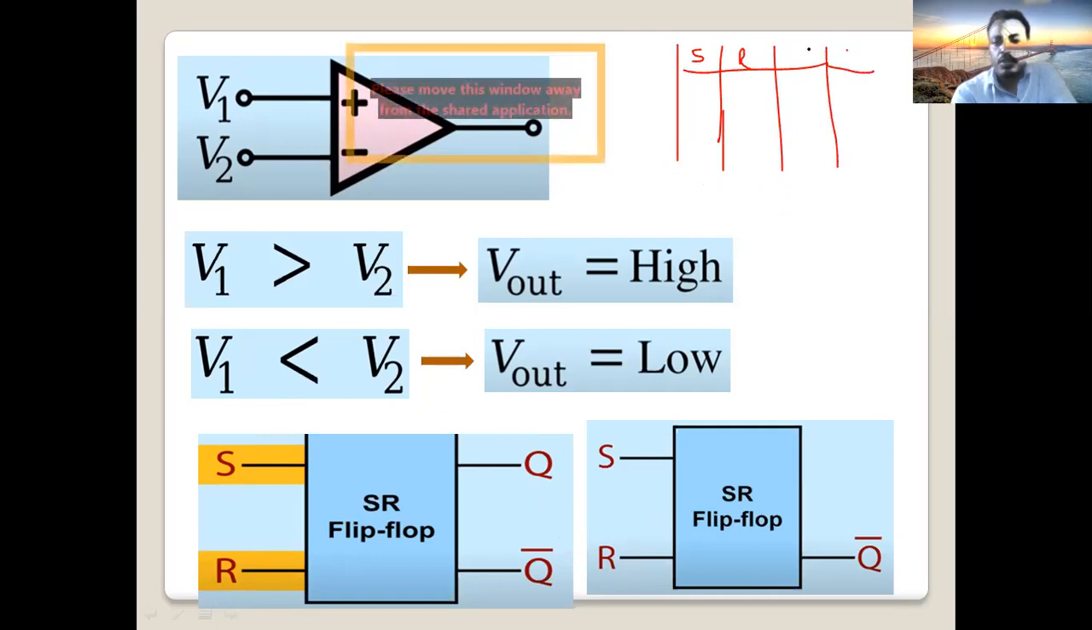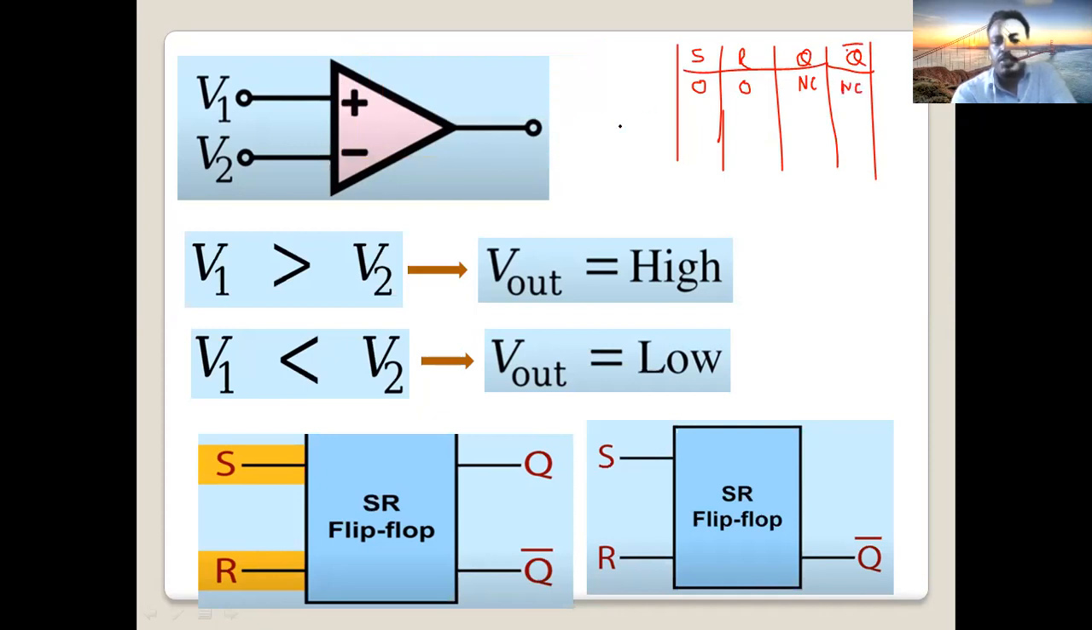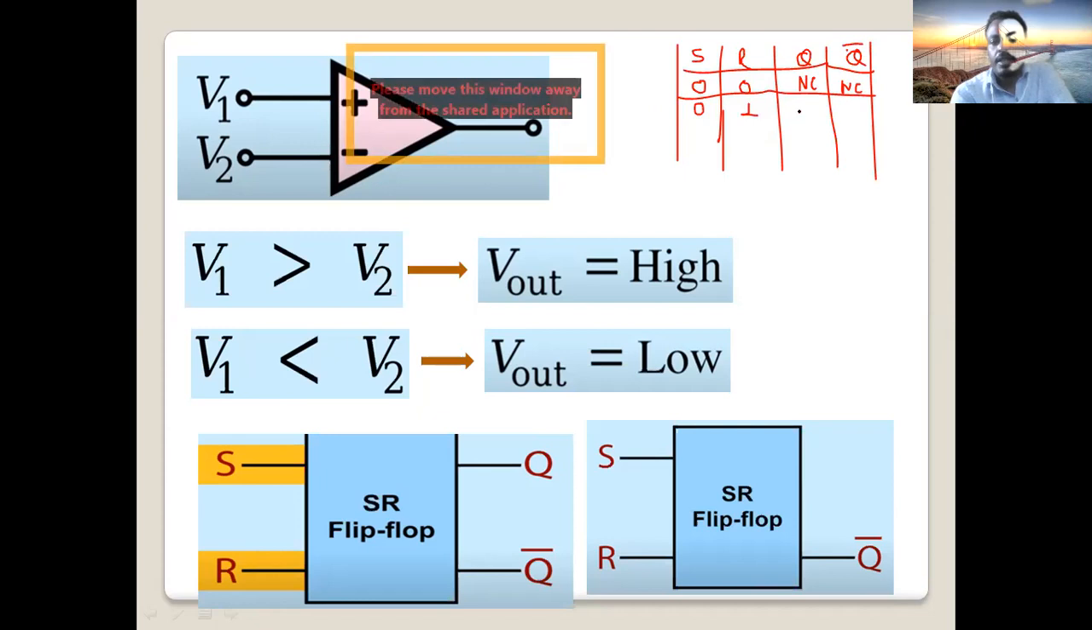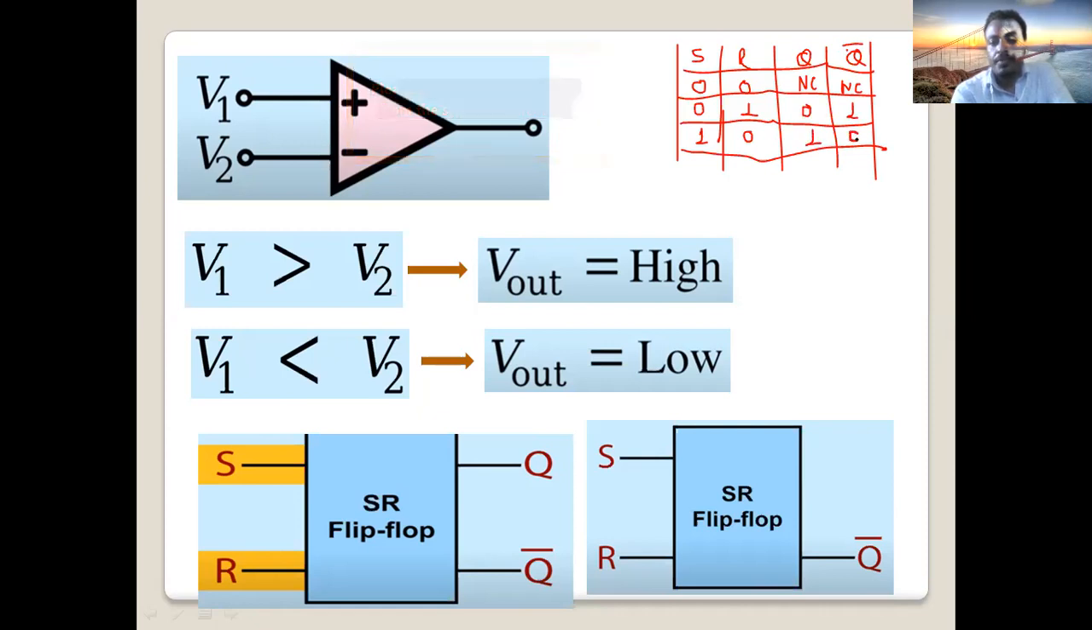It has two outputs, Q and Q bar. So when both S and R are 0, no change condition. If both are 0, no change condition. Now, if set is 0, reset is 1, Q will be 0, Q bar will be 1. Q bar and Q are inverted. Now, if S is 1 and reset is 0, what will be Q? Q will be 1, but Q bar will be 0.